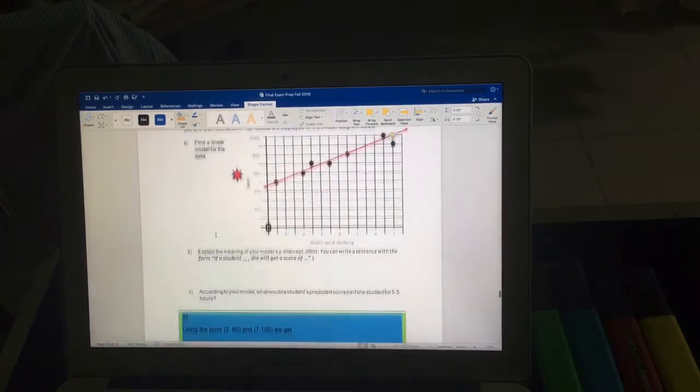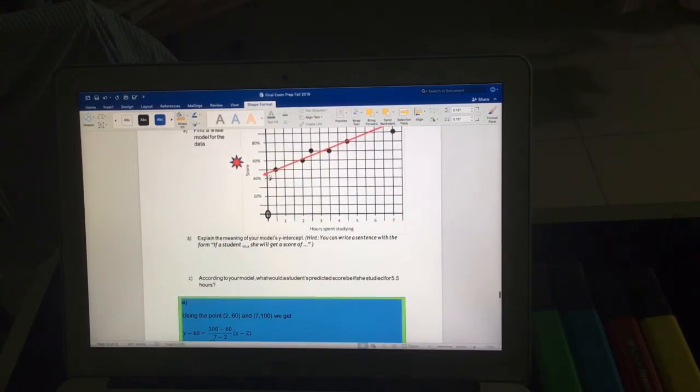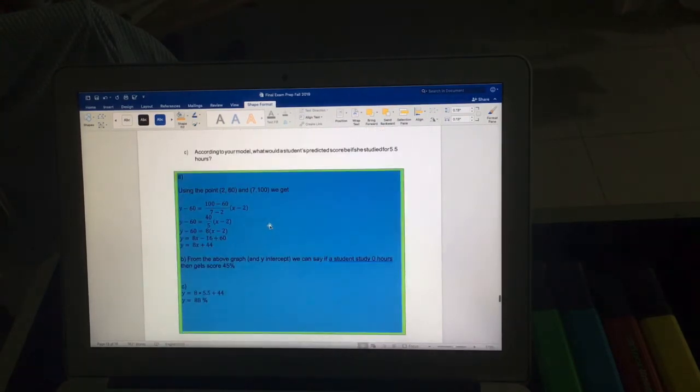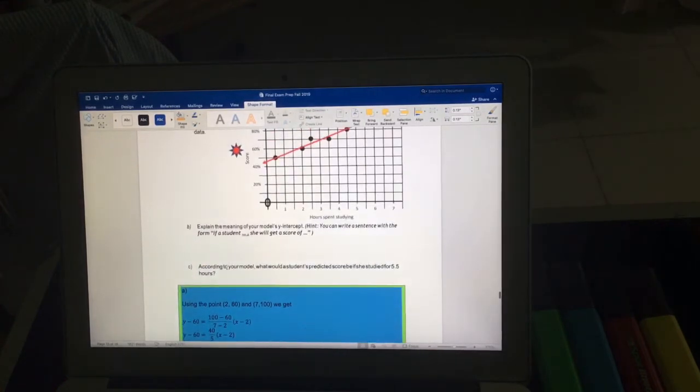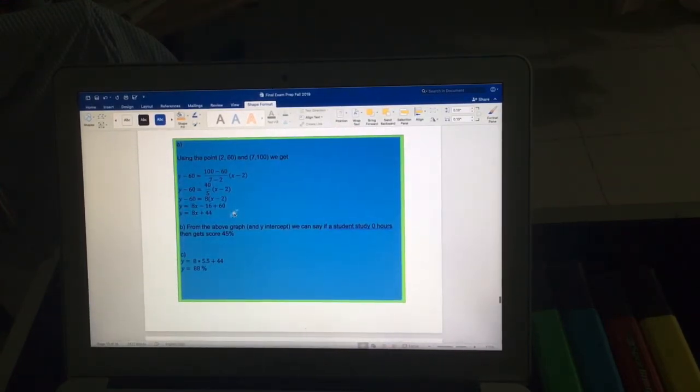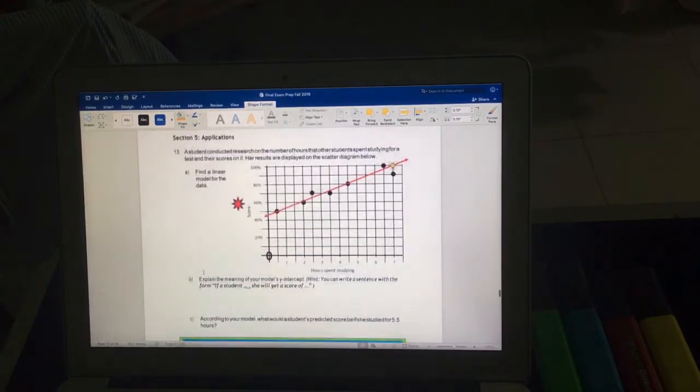And then there are some questions here. What does the y intercept mean? It means if someone studies 0 hours, then the answer is, see, this is 40%, this is 50, so this is 45, right? Somewhat 45%. 0 hours, answer is 45%. So the guess is 45%. And if someone studies 5.5 hours, here our x is the number of hours. So if we put it here, we get 88% in the solution.